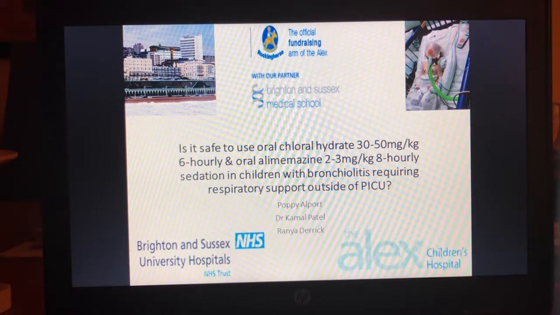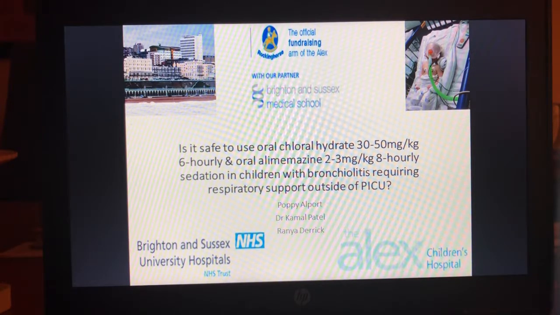Moving on to sedation. Now, very controversial, because probably in the United Kingdom we were one of the very few places outside of the paediatric intensive care unit using sedation in children with acute respiratory failure. So we had to be very analytical in our assessment.